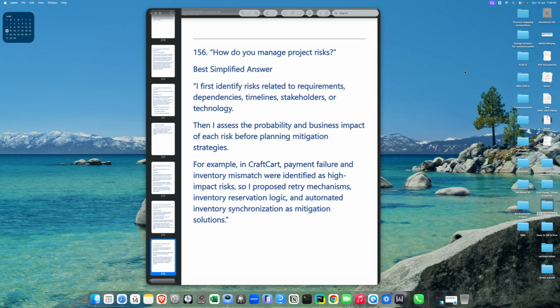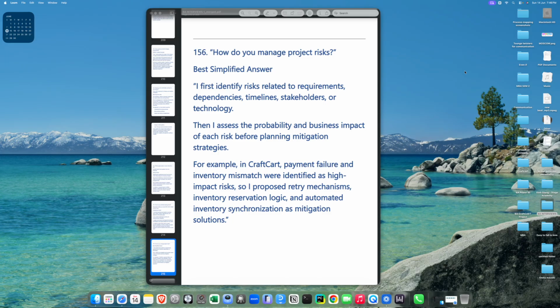So I'll answer. I first identify risk related to requirements, dependencies, timelines, stakeholders, or technology. Then I assess the probability and the business impact of each risk before planning mitigation strategies. For example, in CraftCart, payment failures and inventory mismatch were identified as high impact risk. So I proposed retry mechanisms, inventory reservation logic, and automated inventory synchronization as mitigation solution.